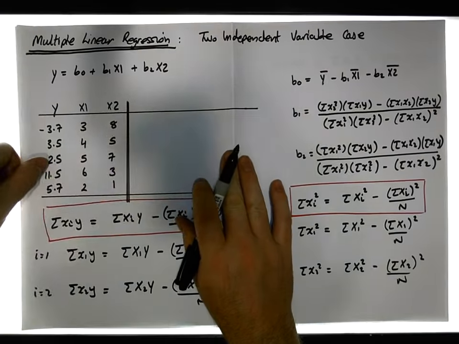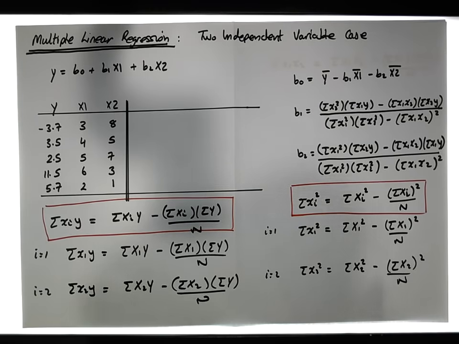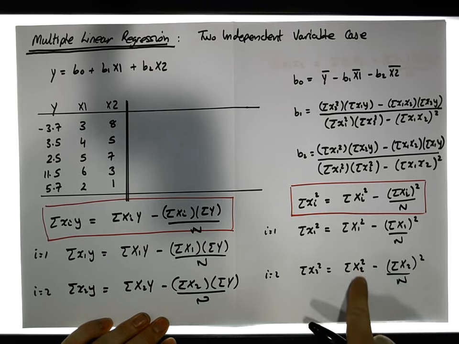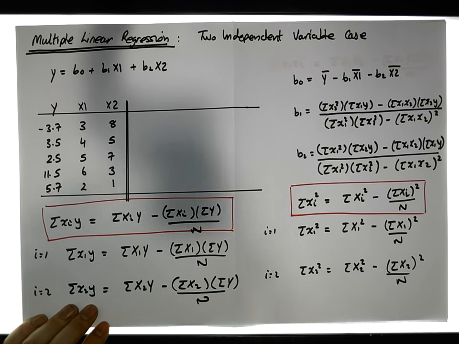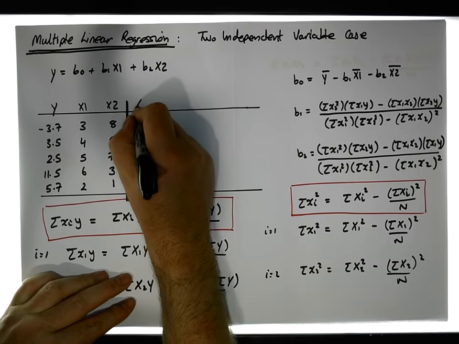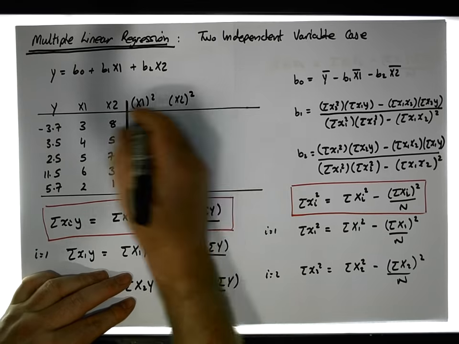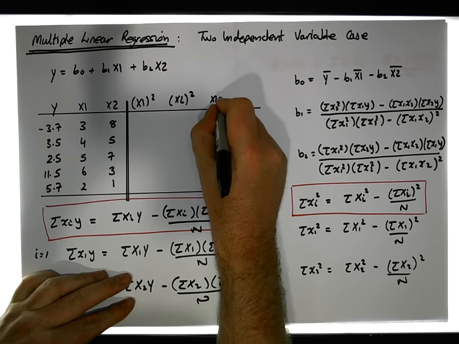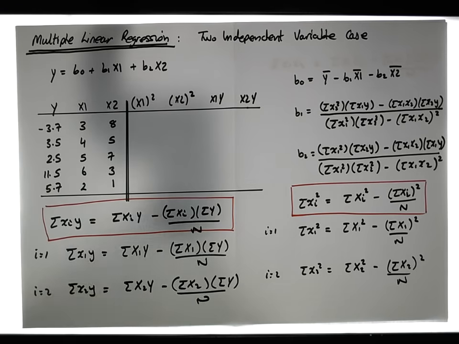So let's get started. You can probably see what we need from a calculation perspective. We need to calculate the square of the independent variables, and the cross product of each independent variable with the dependent variable. I think that's everything we need. So we're going to calculate x1 squared, x2 squared, x1 times y, and x2 times y.